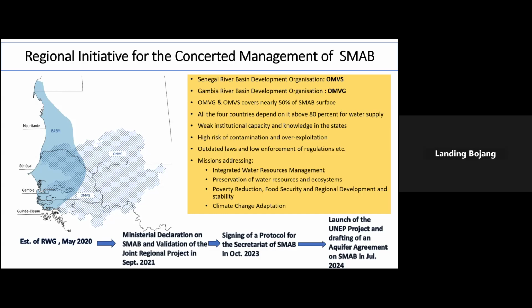Through the support of the Water Convention, the regional working group was established in May 2020, giving a mandate to coordinate the cooperation. This mandate of the regional working group was enforced through the ministerial declaration. There were a lot of successes in this initiative, notably the signing of a protocol for the secretariat of the regional working group for the Senegal-Mauritania Aquifer Basin in October 2023, and the launch of the UNEP project, as well as the drafting of the aquifer agreement. These are very important steps that we have taken as part of the achievements of the regional working group. Next slide.